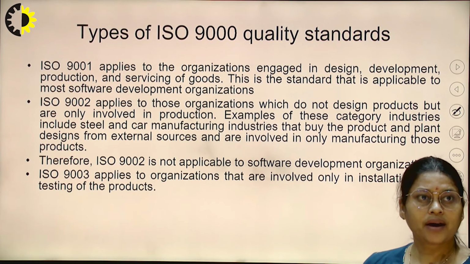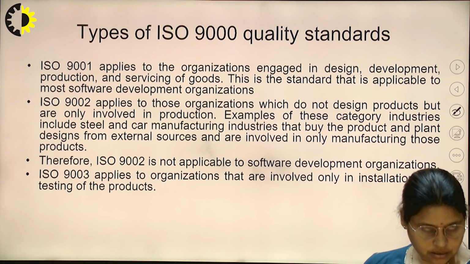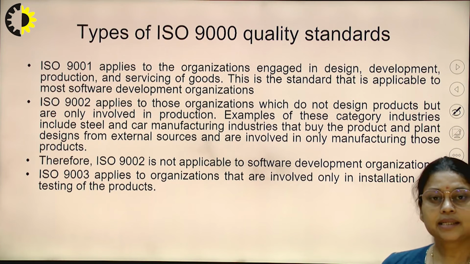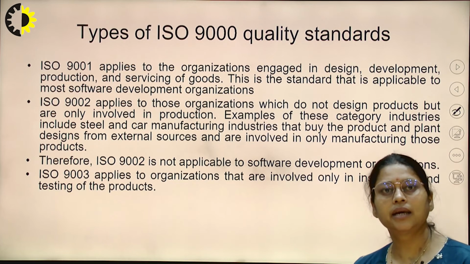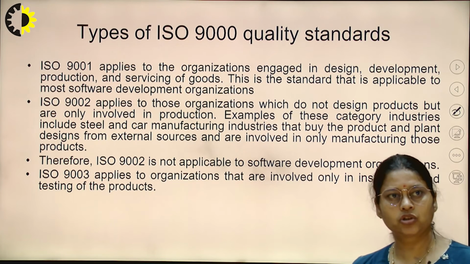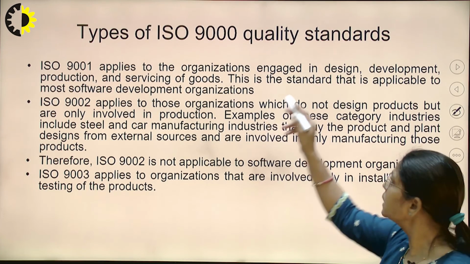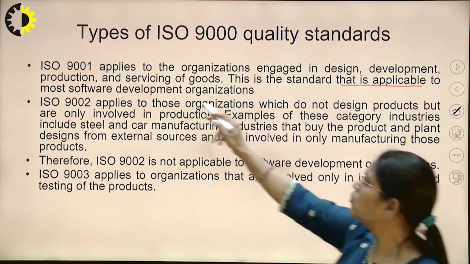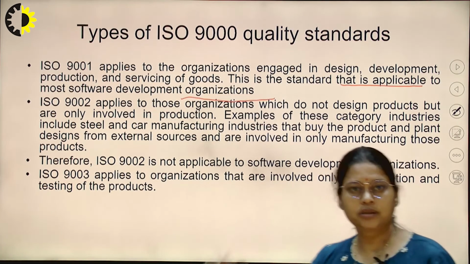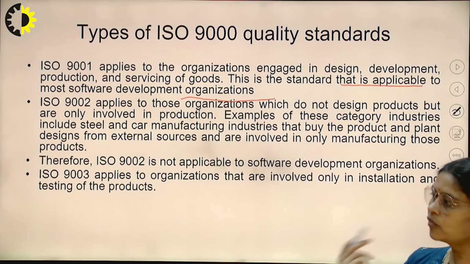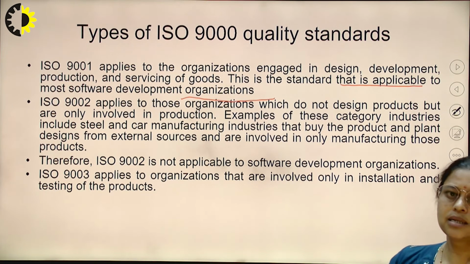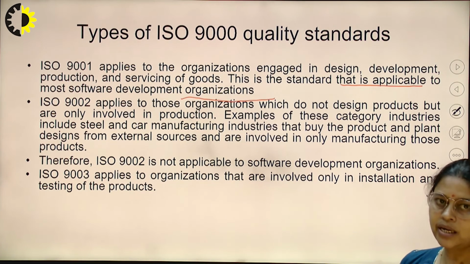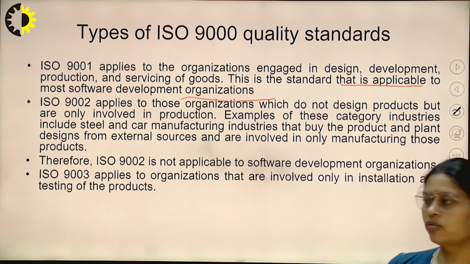So, type of ISO 9000 certificate, quality standard. ISO 9000 applies to organizations engaged in the design, development, production and servicing of the product, and this is the standard applicable to most software development organizations, because software organizations deal with analysis, designing, coding, maintenance and development of software.